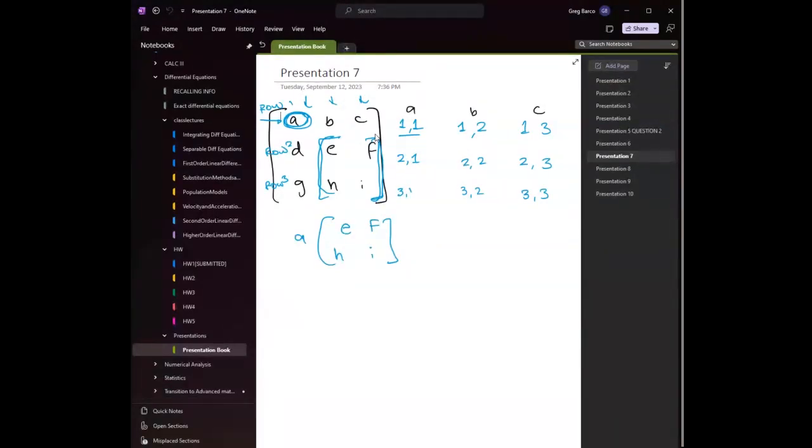Then to complete the rest of this 3x3 determinant, you take this middle term, the B, which is at position 1, 2, and then you multiply by this guy and this guy, the determinant of this 2x2. Minus B times the determinant of D, F, G, I.